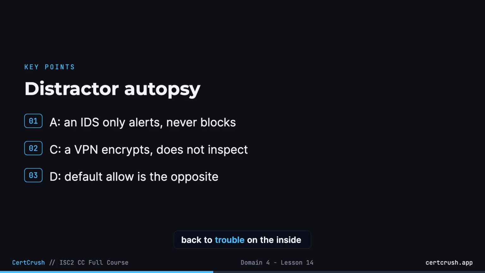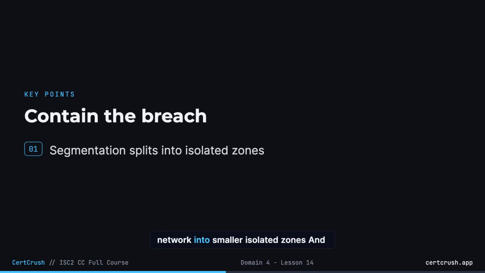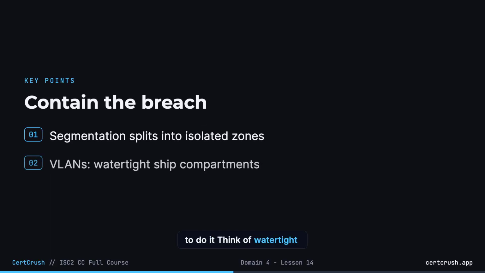Now, back to trouble on the inside. If an attacker does get a foothold, how do you stop them wandering the whole network? You divide it up. Segmentation splits one big network into smaller isolated zones, and a VLAN is a common way to do it. Think of watertight compartments in a ship. One compartment floods, the others stay dry, and the ship stays up. Same idea. Breach one segment, and the attacker is boxed in, unable to move sideways to everything else.